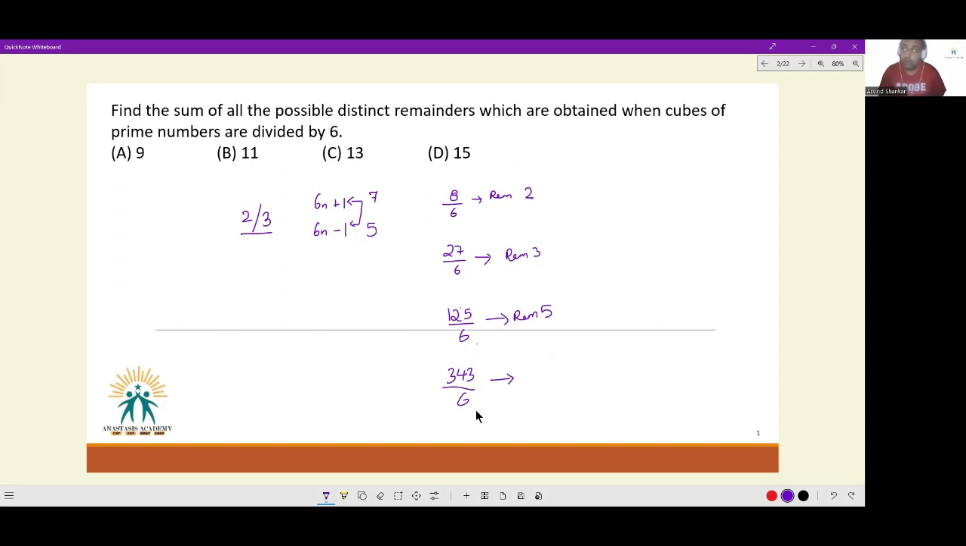So 342 is divisible by 6. So here you will get the remainder as 1. And altogether, 2 plus 3 plus 5 plus 1, the answer to this particular question will be option B, 11.